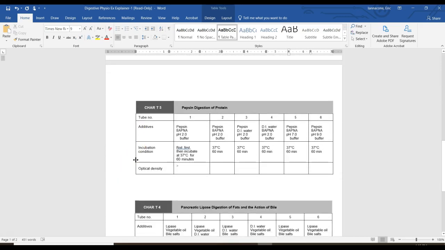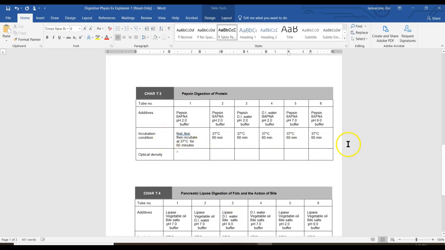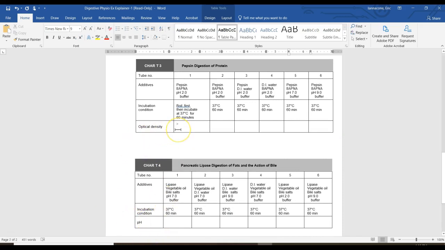And then it's the same thing, right, for pepsin and lipase. You're testing it under different conditions. For these two, we don't have a test for leftover substrate. We just have a test that tells us how much of our product is being made. And you want to understand how these two things work, because each test works a little bit differently.